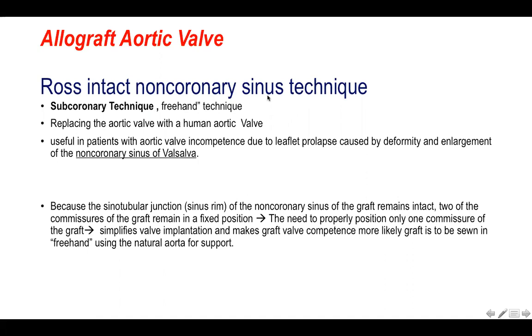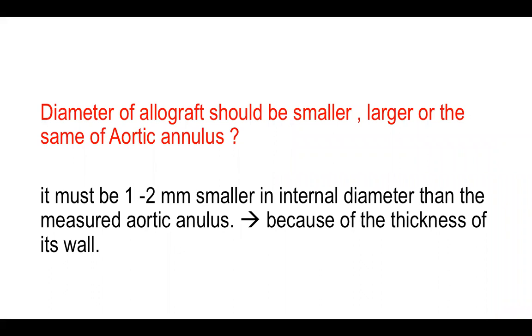So you need the non-coronary sinus from the homograft. Regarding the diameter, the homograft should be smaller than the aortic annulus because of the thickness of its wall, which will occupy some space. That's why you have to select one or two millimeters smaller than the aortic annulus.